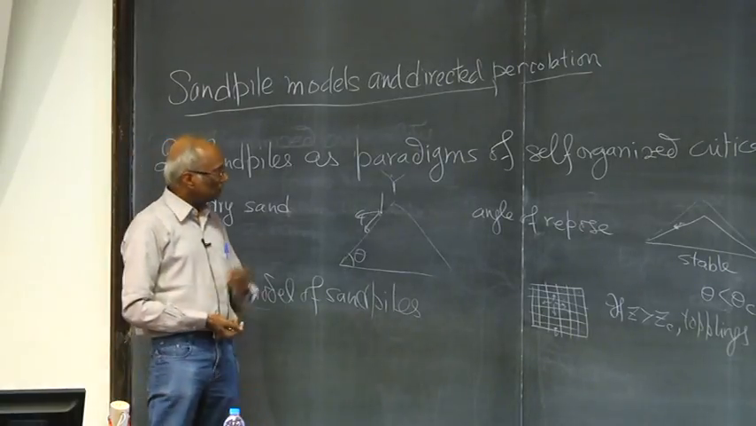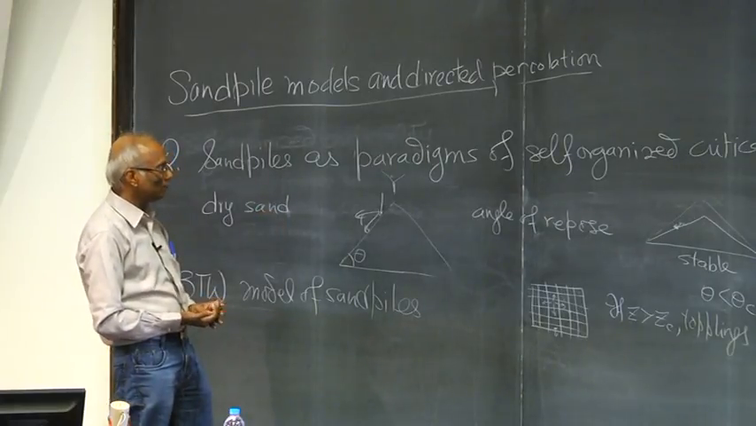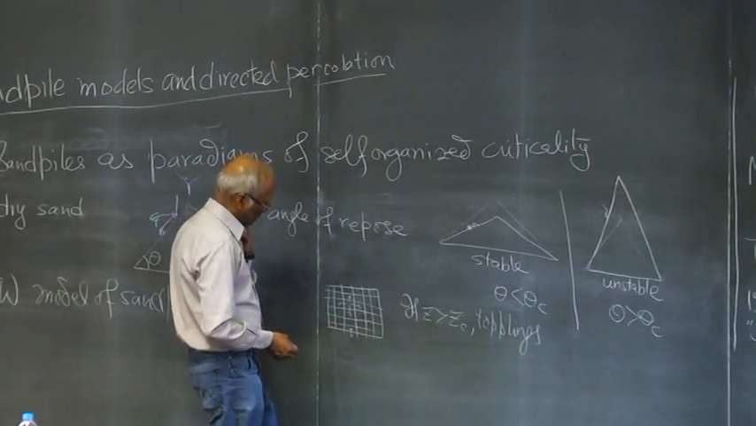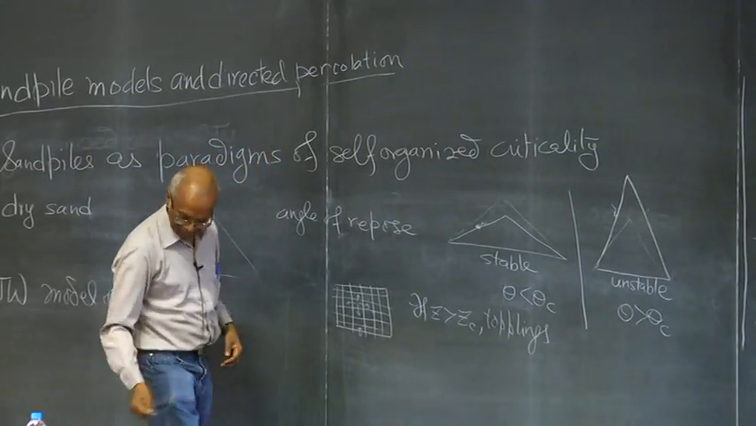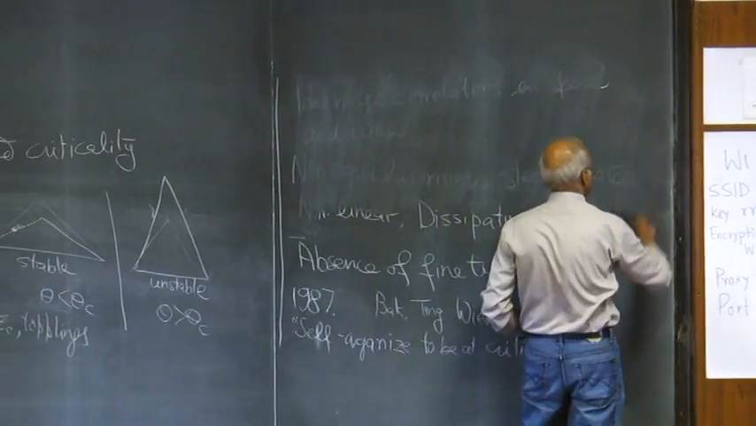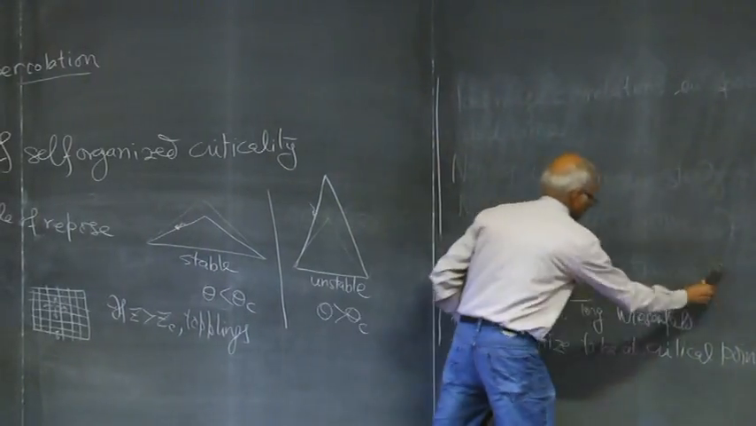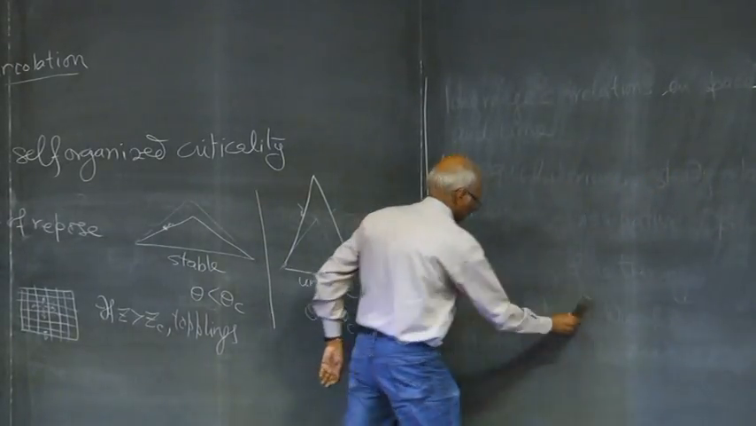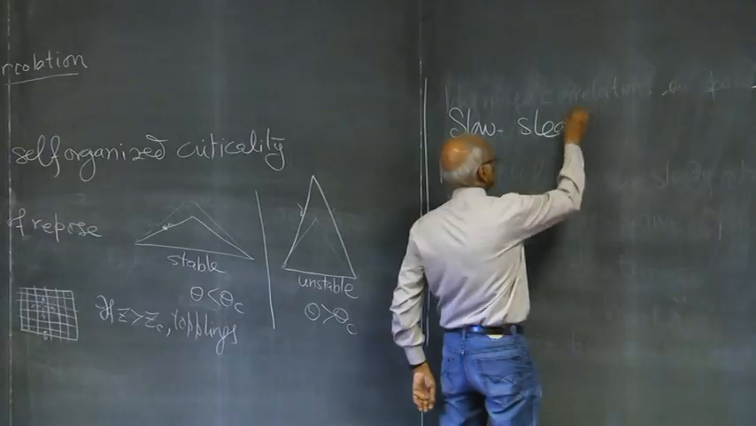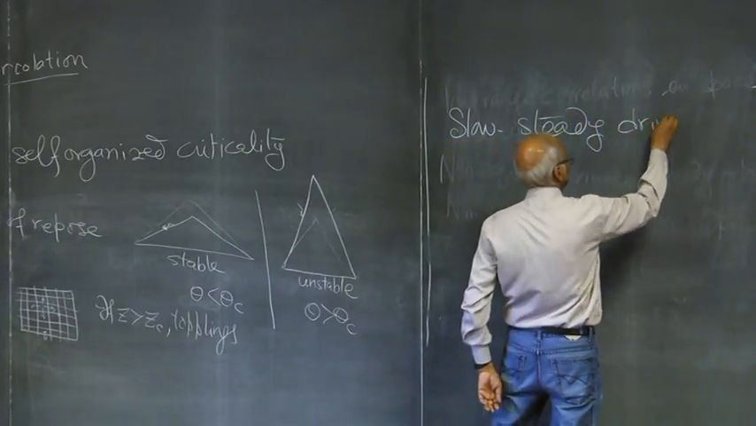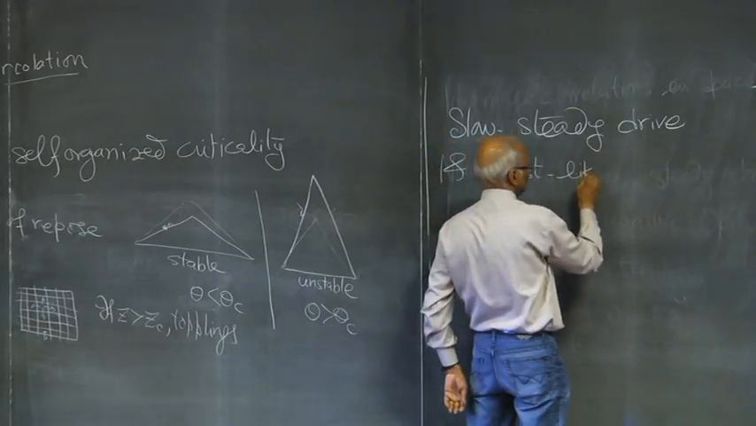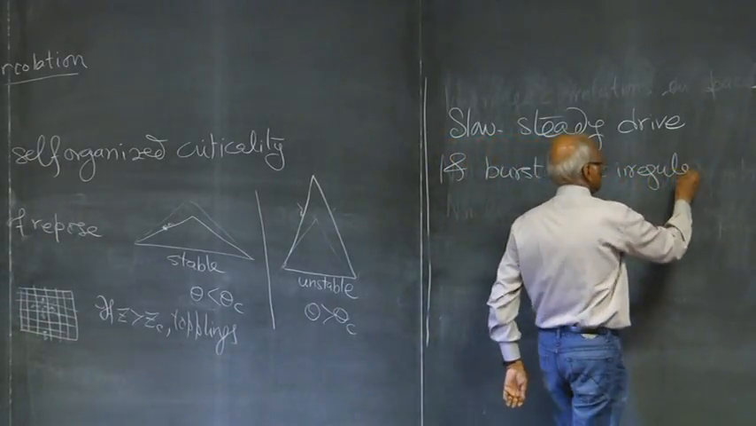Okay. Now, this is a non-equilibrium steady state of a dissipative open system, that much is there. It has the property of slow steady drive and burst-like irregular relaxation.